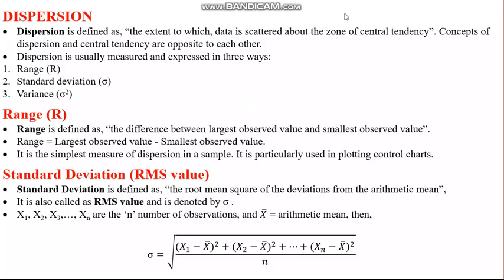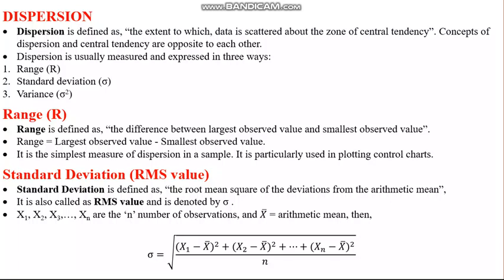Dispersion is defined as the extent to which data is scattered about the zone of central tendency. Whichever is the center, from that, how much it falls on this side and that side, that is the dispersion. The concepts of dispersion and central tendency are opposite to each other. Central tendency means everything is in the center. Dispersion means everything is scattered.